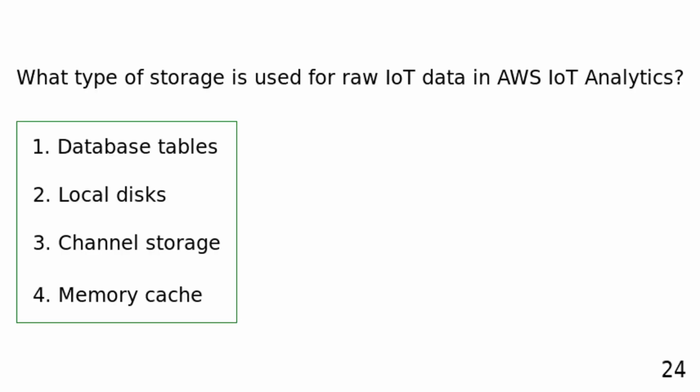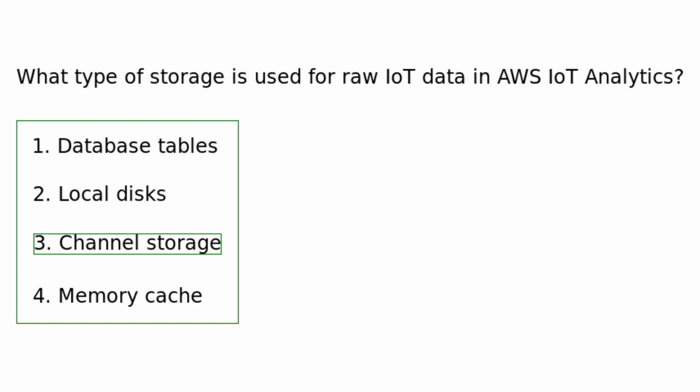What type of storage is used for raw IoT data in AWS IoT Analytics? Database tables. Local disks. Channel storage. Memory cache. Raw IoT data is initially stored in channels in AWS IoT Analytics before processing.